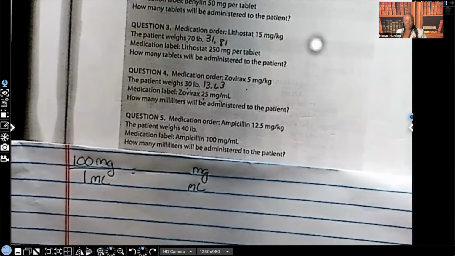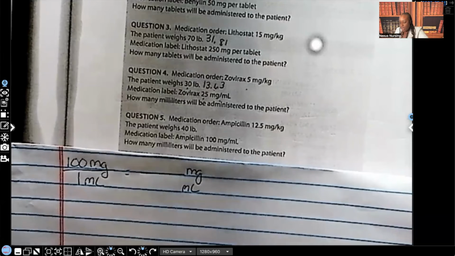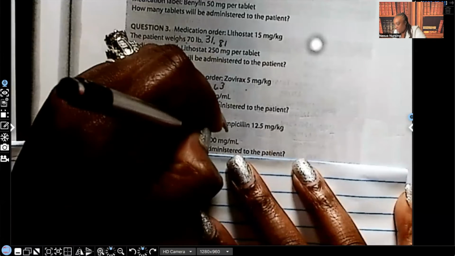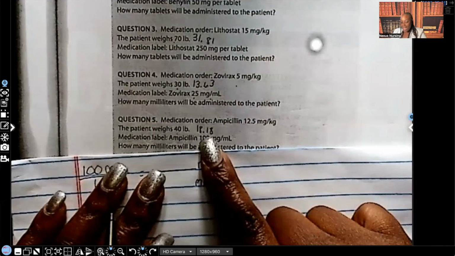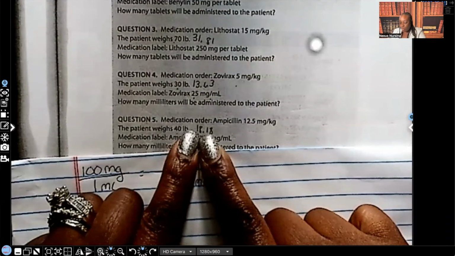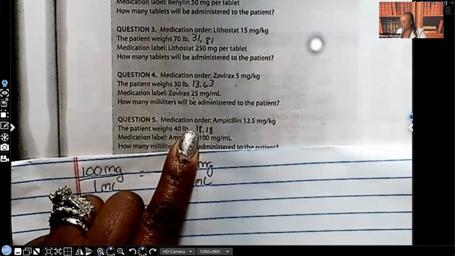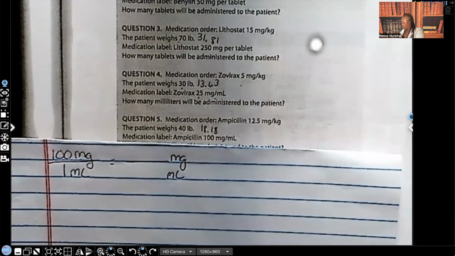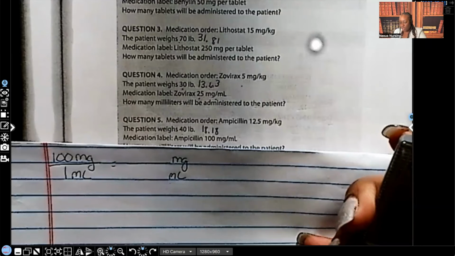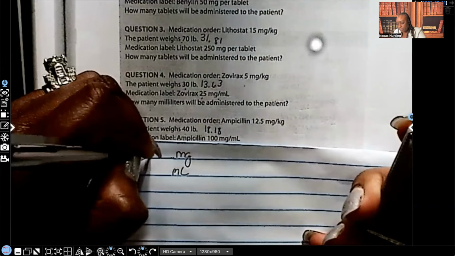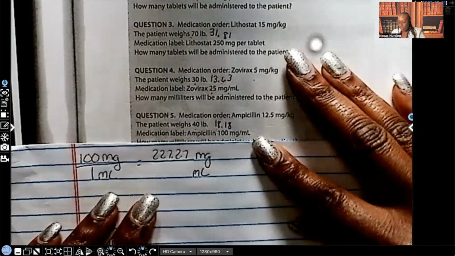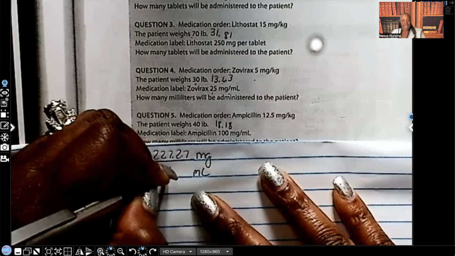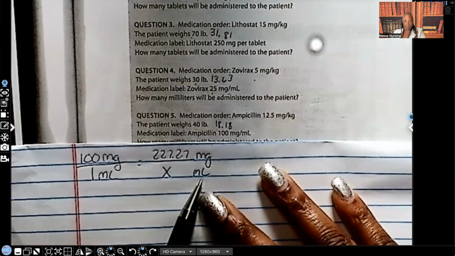And that should give you 18.18.18.18. So I'm going to write 18.18. That's how many kilograms we have. Now I can multiply that 18.18 times our 12.5. So go ahead and do that. And that should give you 227.27. And on the bottom is X. X is what we're solving for. So our answer is going to be in mLs.